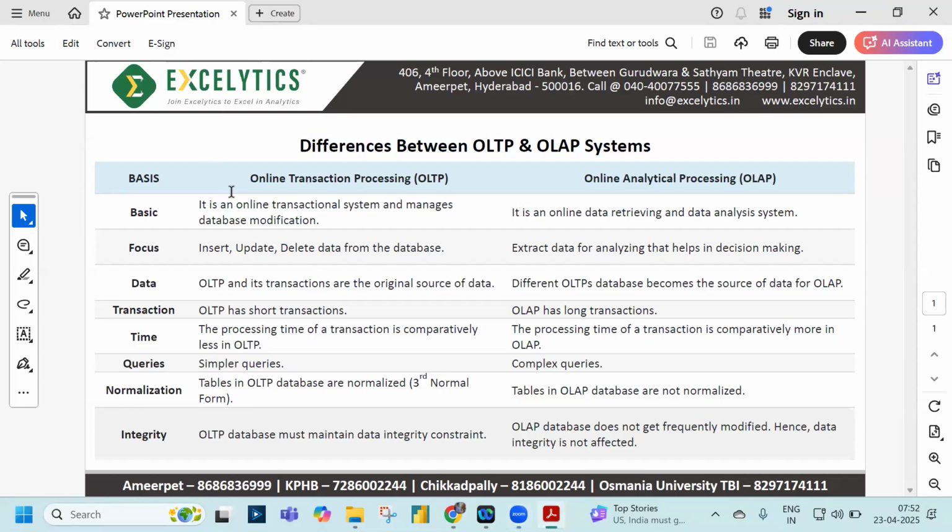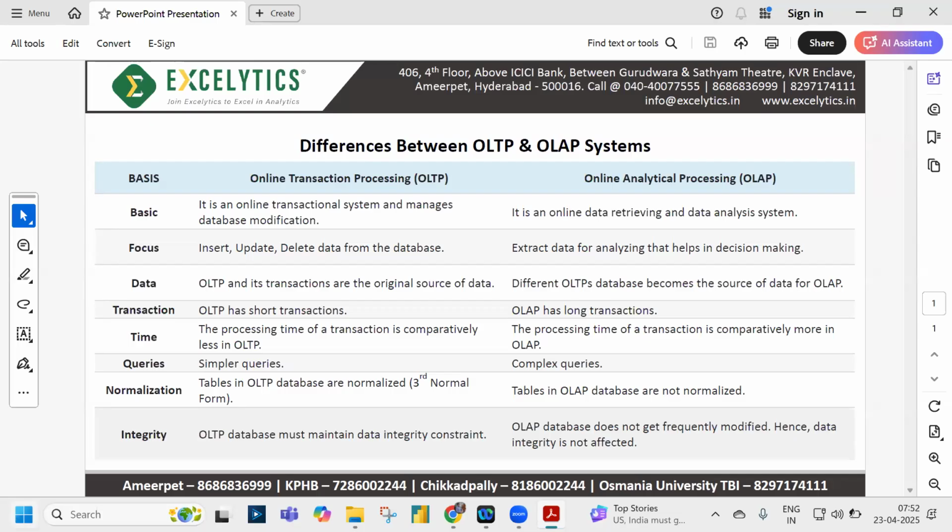There are two types of real-time systems. One is OLTP, the other one is OLAP. OLTP is online transaction processing. OLAP is online analytical processing. Two systems are needed because one system is to manage the database modifications, and the other system is to do the data retrieval for data analysis purposes.